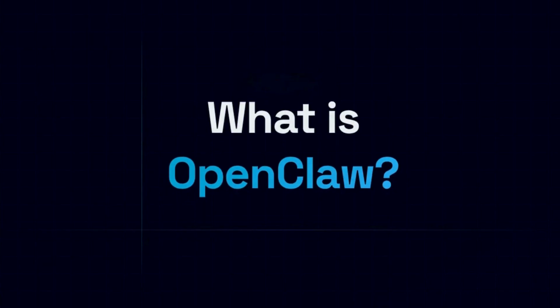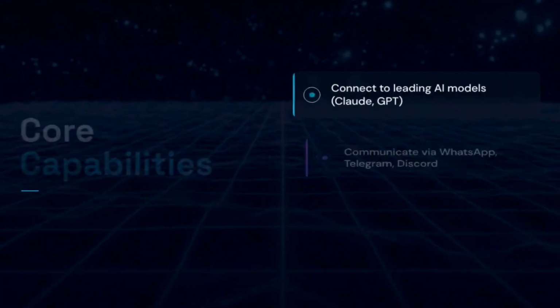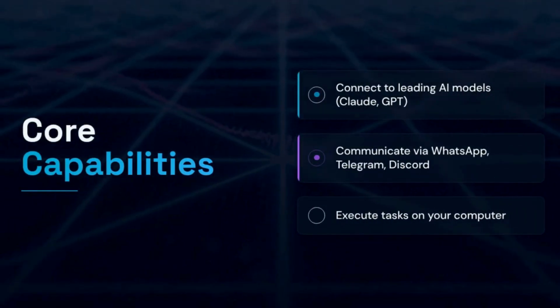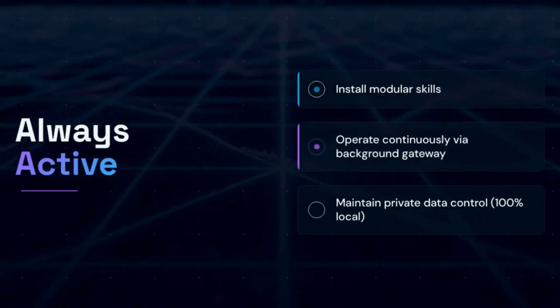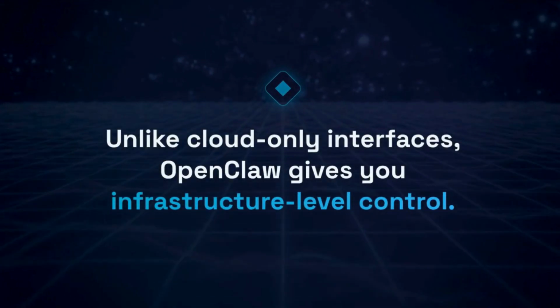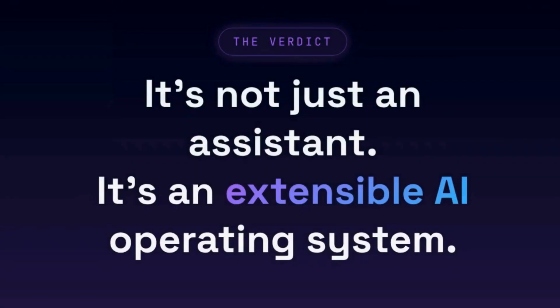OpenClaw is a locally deployed AI platform that runs a powerful assistant directly on your machine. It connects to models like Claude or GPT, works through WhatsApp, Telegram, Discord, and Slack, executes tasks on your computer, and runs securely in the background. Unlike cloud-only tools, you control the models and environment. OpenClaw isn't just an assistant, it's your AI operating system.